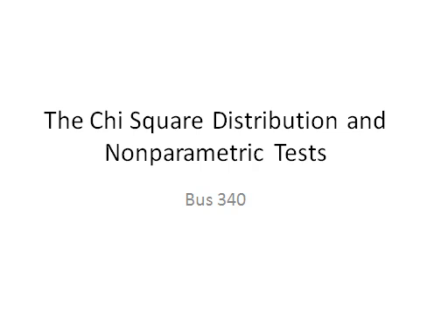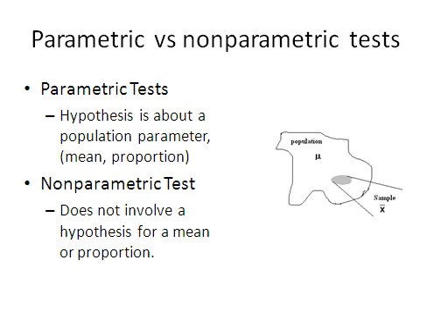Okay, this week we're going to be doing the chi-squared distribution and non-parametric hypothesis tests. This week it's a little bit different. A parametric hypothesis test is a hypothesis about a population parameter, and that's like the mean or a proportion. And up till now, this is what we've been doing.